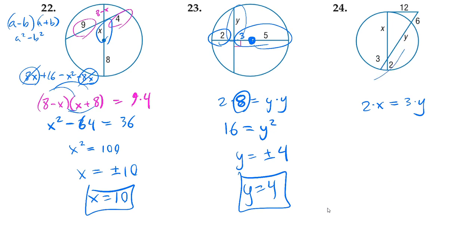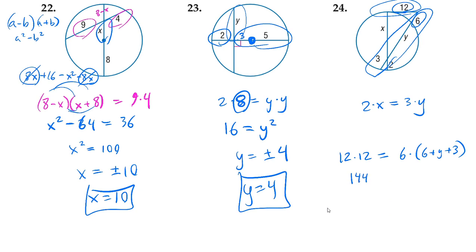But look at this. We have another relationship here. Remember that one? Outside piece times whole. So 12 times 12 equals outside piece times whole. So this one, whoa, I circled the 2, but the 2's not part of that. Outside piece times whole. So that would be 6 times, and the whole would be 6 plus y plus 3. And so this equation would be 144 equals 6 times y plus 9, and then we distribute it in, we get 6y plus 54. Subtracting 54, we get 6y equals 90. And then we divide by 6, and we get y equals 15.